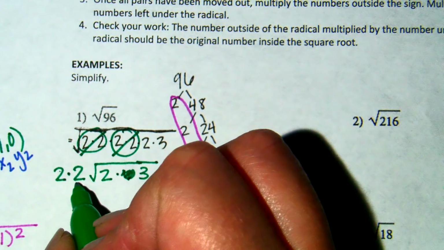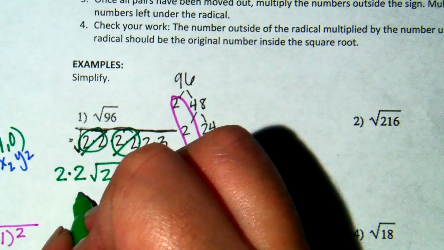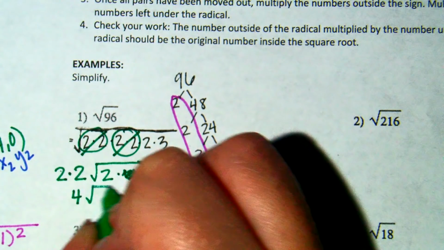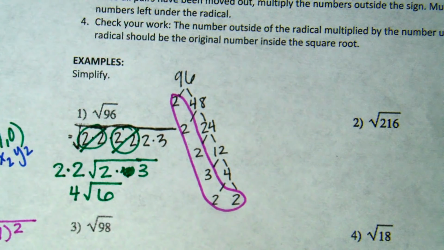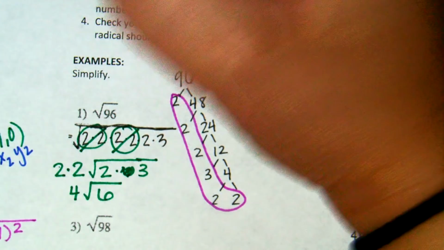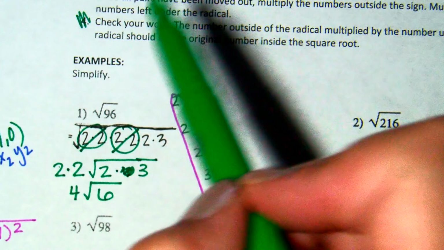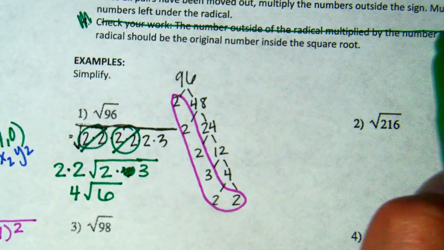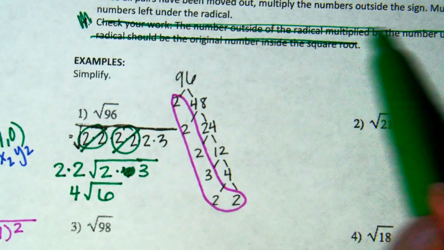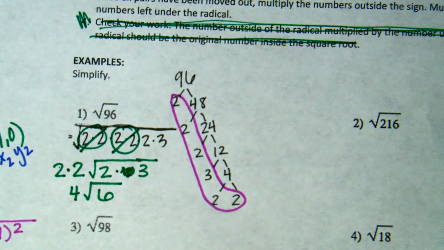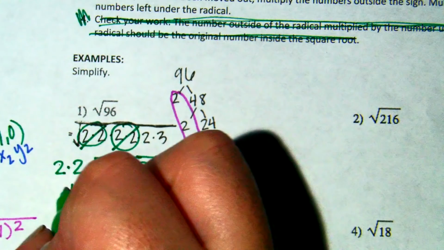Now we're going to multiply everything. 2 times 2 is 4. 2 times 3 is 6. You know how I said step 4 was check your work, the number outside multiplied? Go ahead and cross that out. I don't know where that came from, to be honest with you. So this right here is my simplified radical.